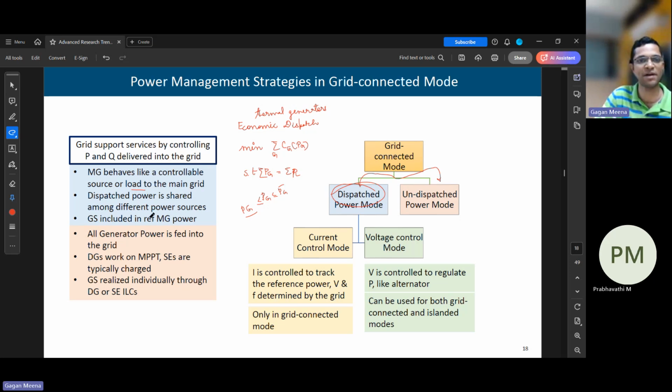So here the dispatch power is shared. But how much power is to be dispatched will be decided by the microgrid control center, the MGCC, the central control of the microgrid, and it will share that power among these different power sources present within the microgrid. And here in dispatch power mode, there are two modes. One is current control mode and one is voltage control mode.